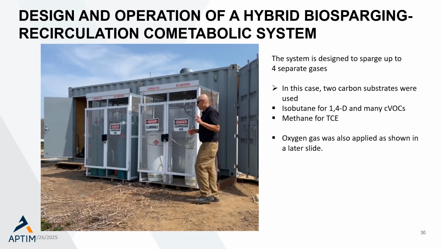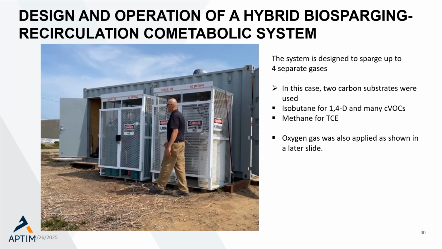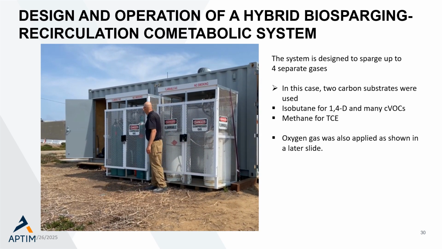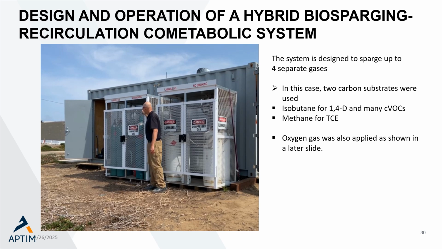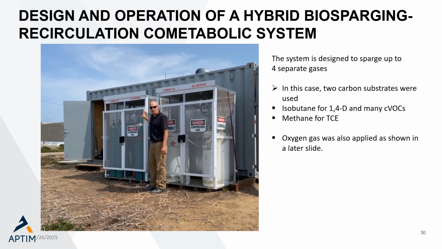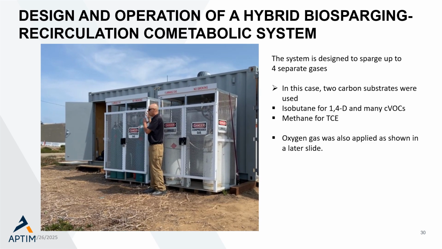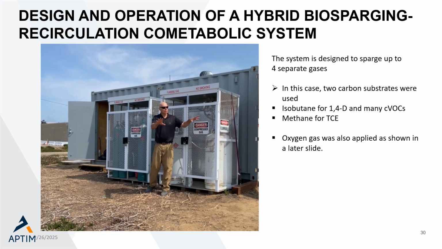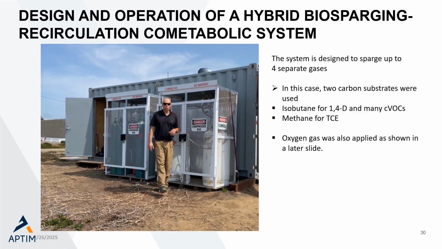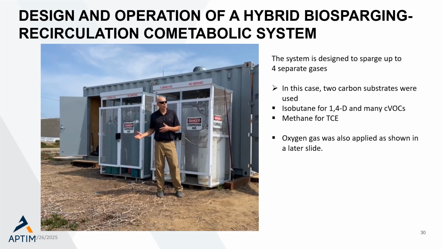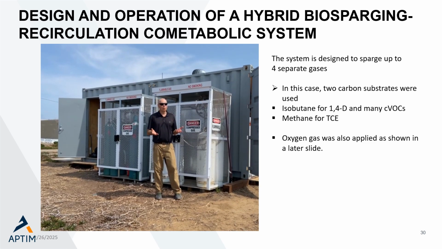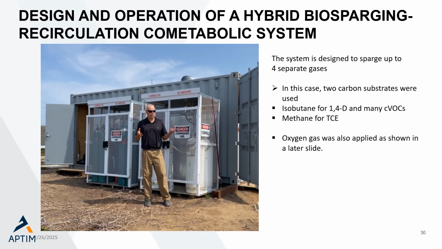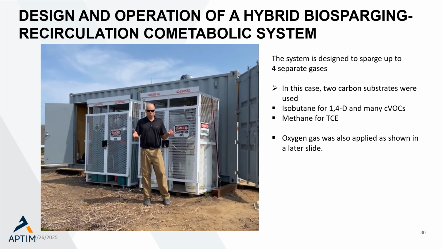Therefore, we have a second gas that's going into the system as well. This is methane gas. This cage contains 12 cylinders of methane gas that are again manifolded together. They move through the system and get injected with the injected groundwater into the aquifer. And this stimulates methanotrophs that are known to degrade trichloroethylene and also some of the other chlorinated solvents as well, but not 1,4-dioxane.